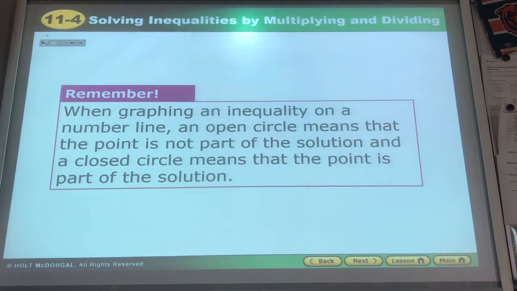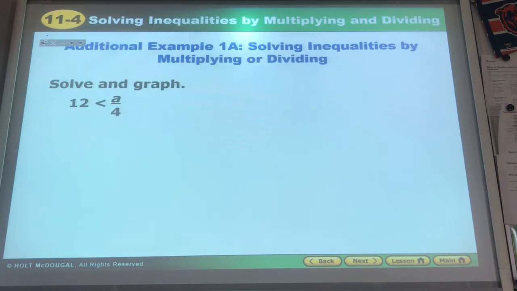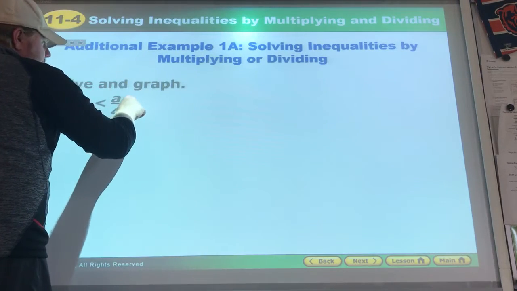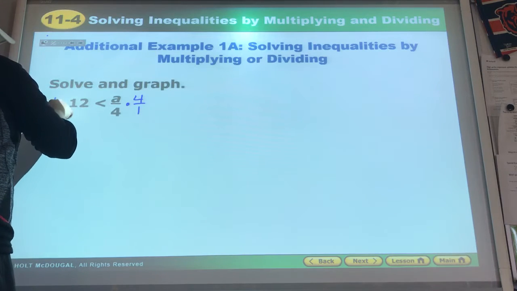When graphing an inequality on a number line, an open circle means that the point is not a part of the solution, and a closed circle means the point is part of the solution. We'll show you what that means. Solve and graph 12 is less than a over 4. So we want to get a all by itself. We're going to multiply by 4 over 1.